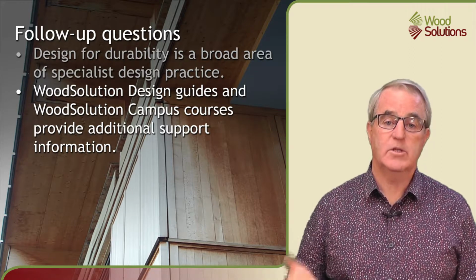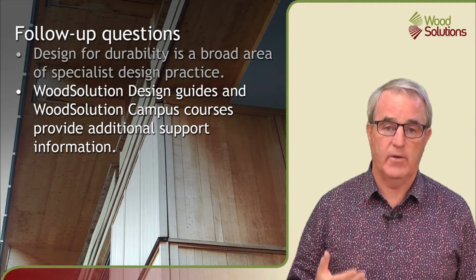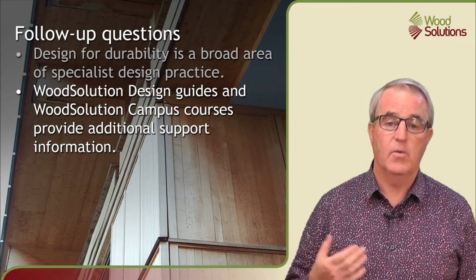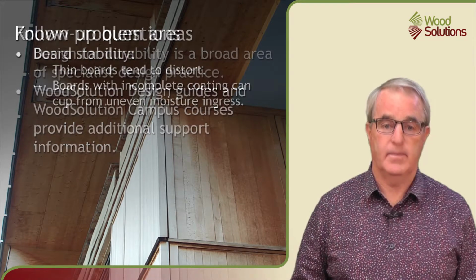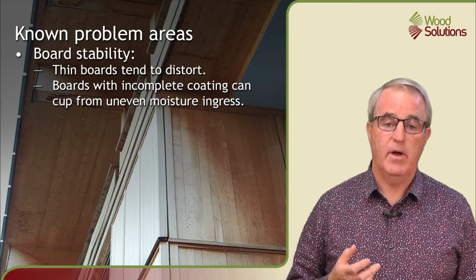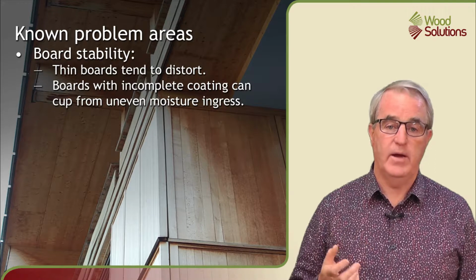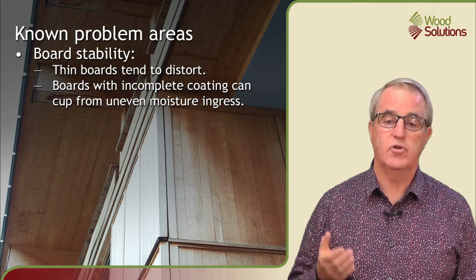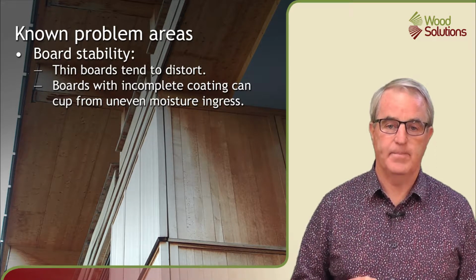All that is possible in this course is to highlight several known areas that affect product performance when used outside above ground. The first of these is board stability. The timber and wood product used outside above ground has to remain flat and stable during cycles of wetting and drying.